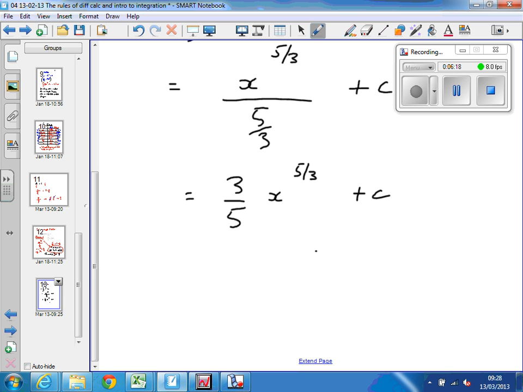Yeah, and then you can put it back into root form. 3/5 of, it's the cube root, because the root underneath is the cube root of x to the 5 plus c.